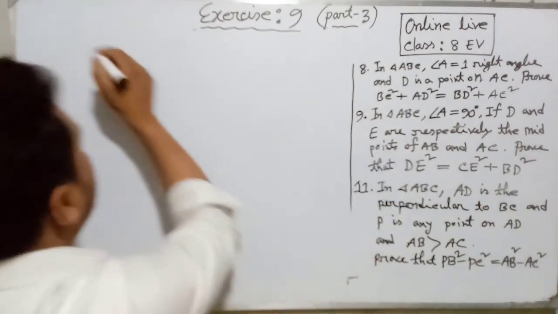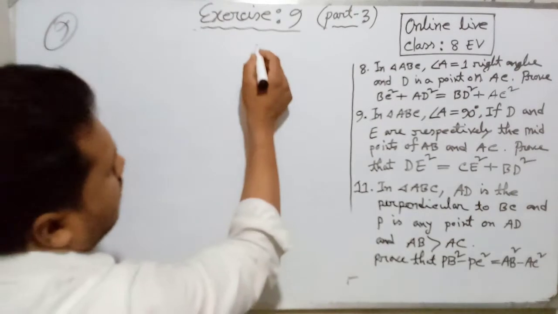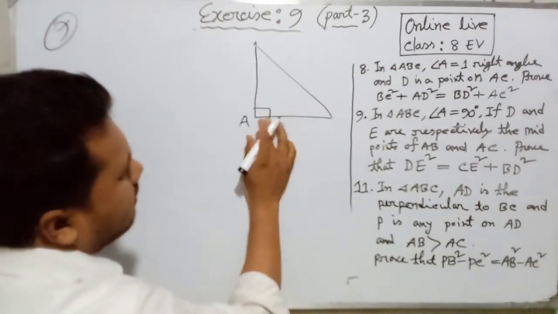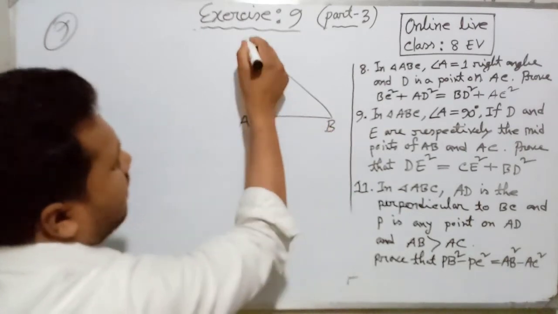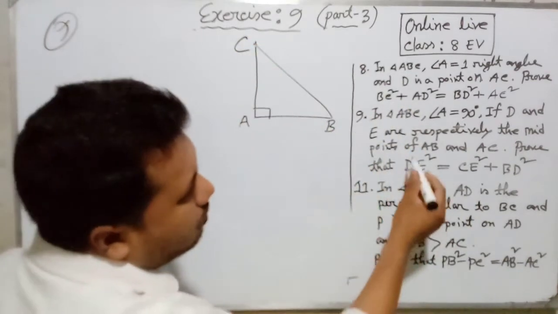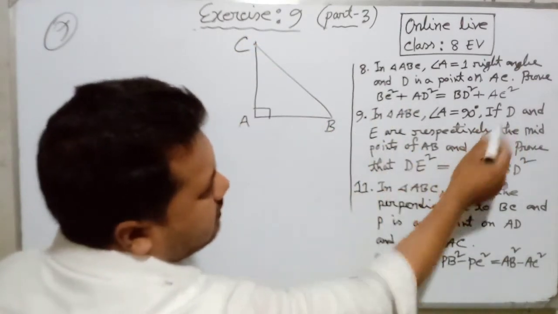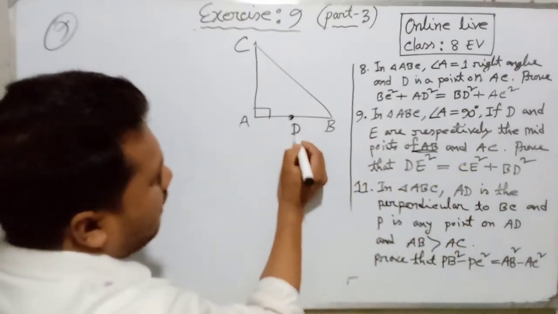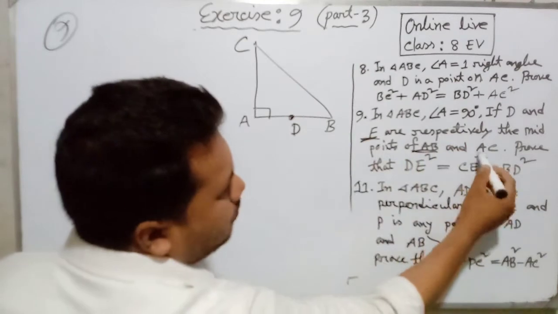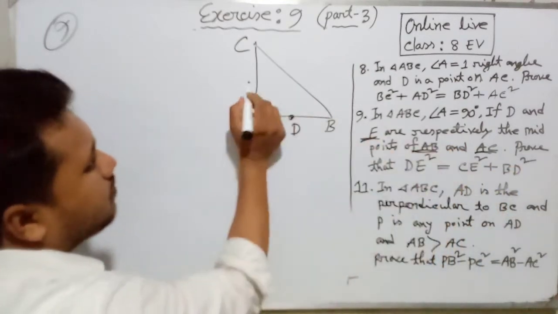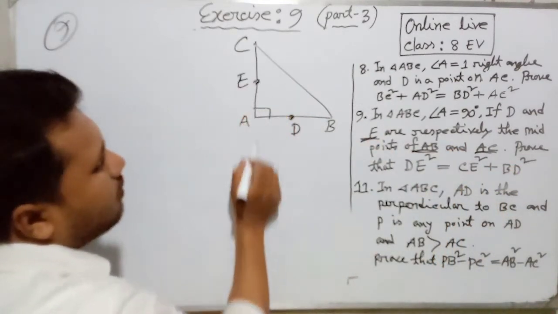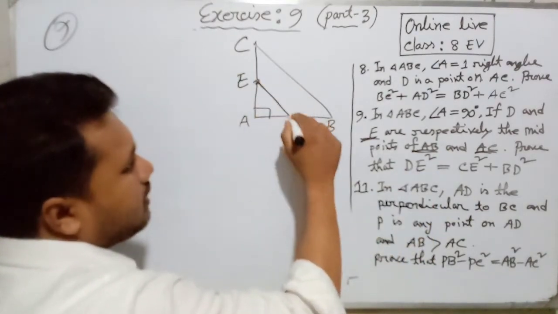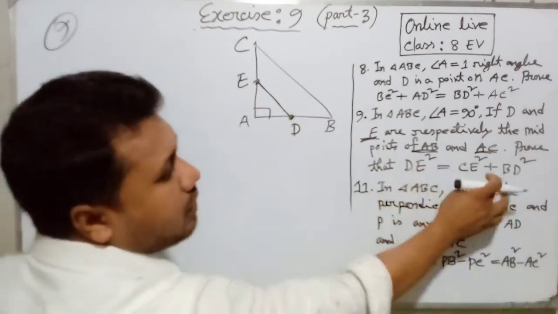Now problem number 9. Suppose this is again a right angle triangle. A is 90 degrees, and suppose this is ABC. Now look, D and E. D is the midpoint of AB and E is the midpoint of AC respectively. Now we have to prove that DE square equals this, that means we need to connect DE.